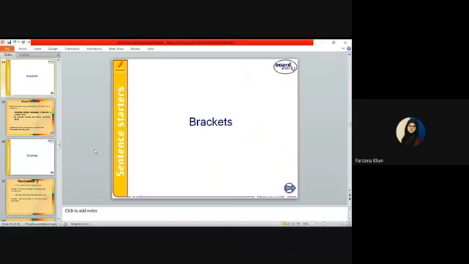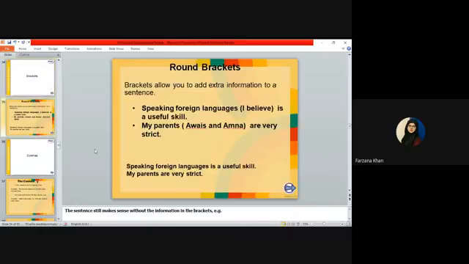The next is brackets. Brackets are pretty clear to all of you: they allow you to add some extra information into a sentence. When you need to add extra information into a sentence, you usually place brackets and add that information within the brackets. What we add in the brackets is basically related to that particular sentence in which we are adding brackets.